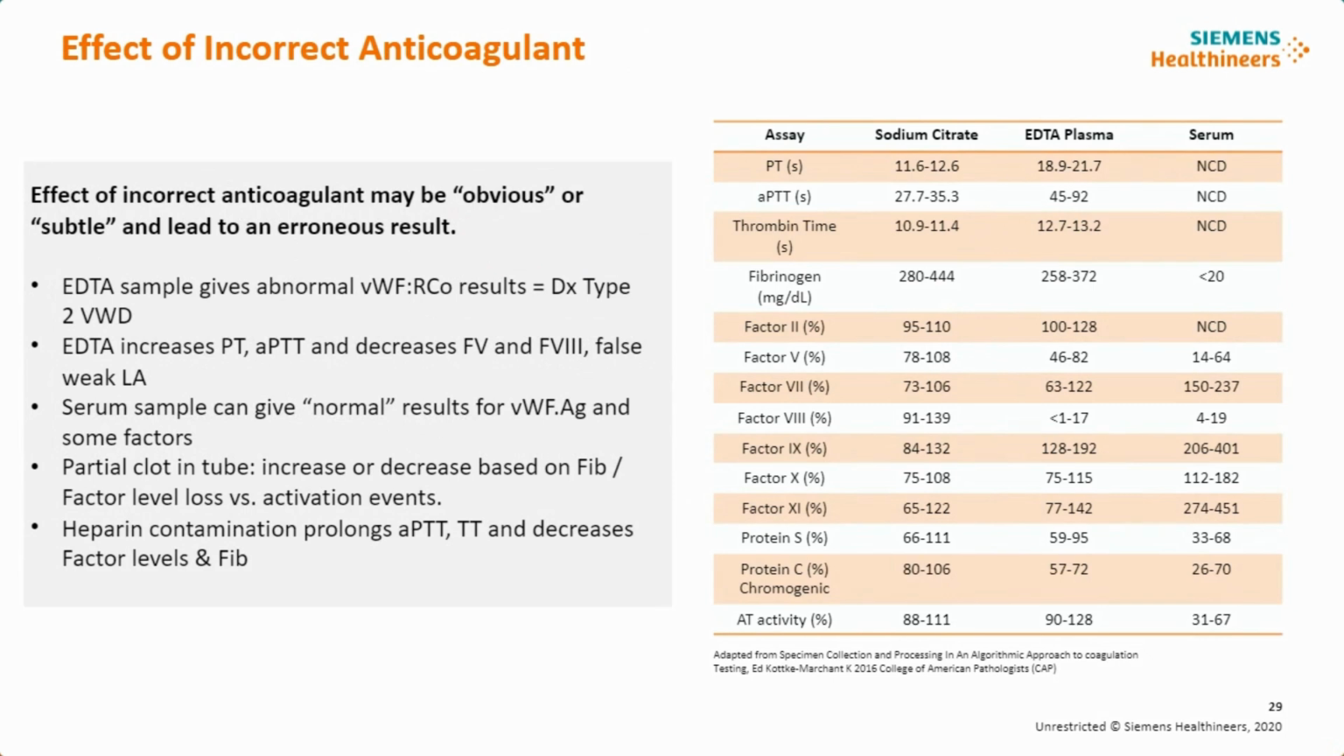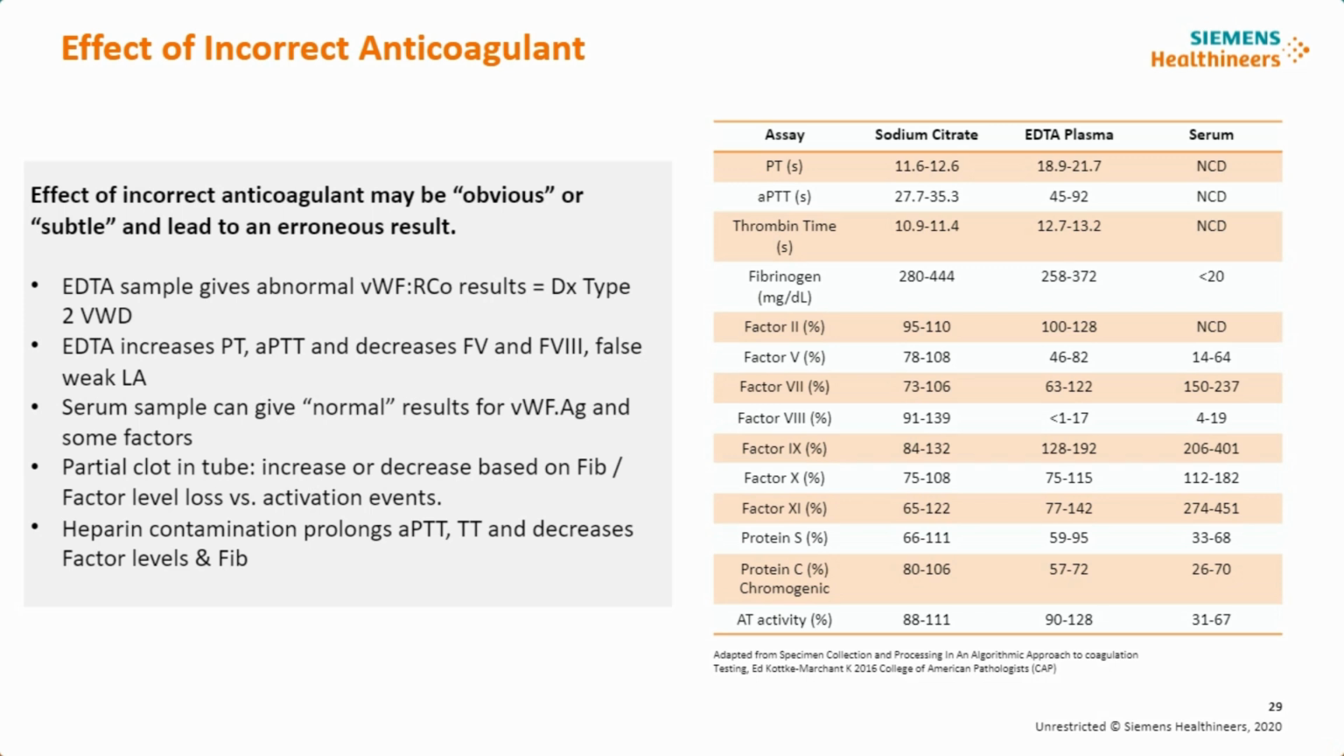So is there an effect of using a different anticoagulant in our sample? And the answer to that is yes. Here you have a nice table with 3 columns that looks at different anticoagulants: sodium citrate, 3.2% that is, EDTA plasma, and serum.